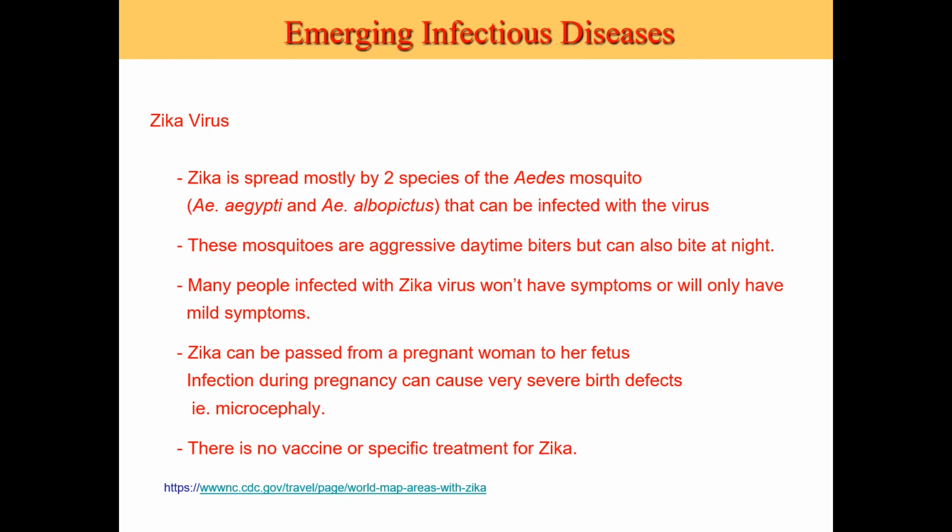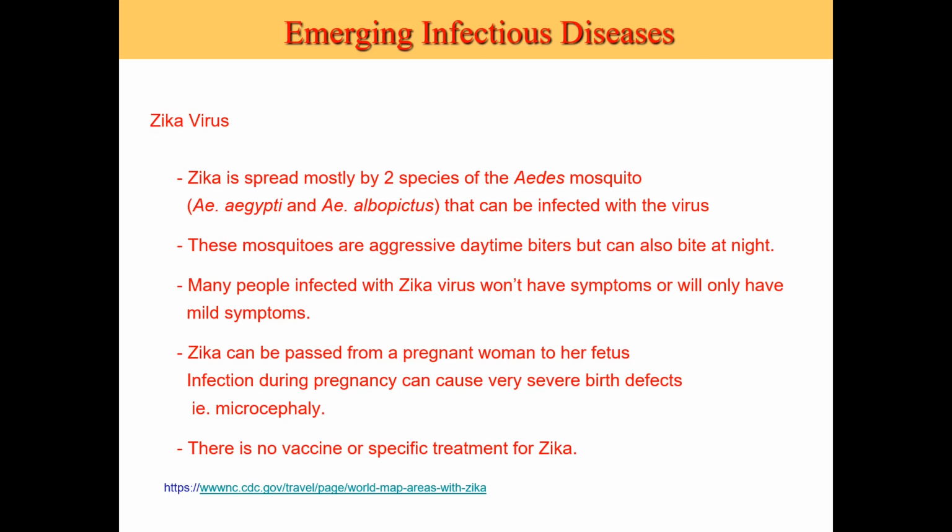Let's move on. Zika virus. Zika virus is also an emerging infectious disease, spread mostly, in this case by a vector, by mosquitoes biting humans. It's spread mostly by two species of mosquito that can get infected with the virus, so it can pick it up from an infected human and bite another human and spread the disease that way. These are aggressive daytime biters mostly, but they can also bite at night. Certain mosquito species bite at a certain time of day more than other times.